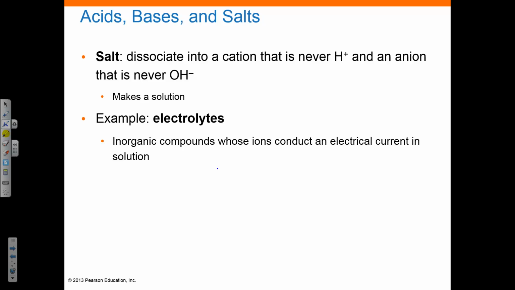Next, we'll take a look at salts. Salts are ionic compounds that dissociate into a cation that is never hydrogen, and an anion that is never hydroxide. An example of a salt is sodium chloride, which dissociates into the cation Na+ and the anion chloride, Cl-. Salts are considered electrolytes. Electrolytes are inorganic compounds whose ions can conduct an electrical current in solution.